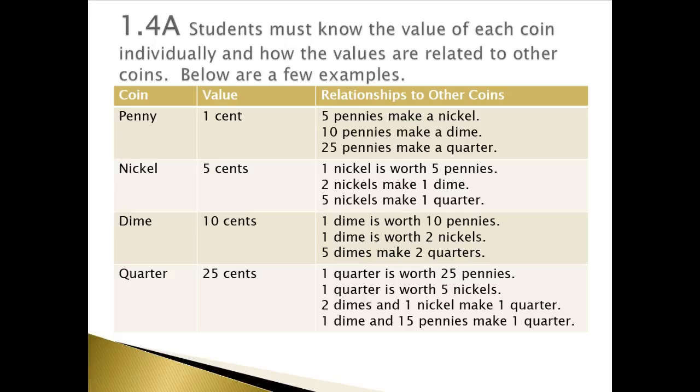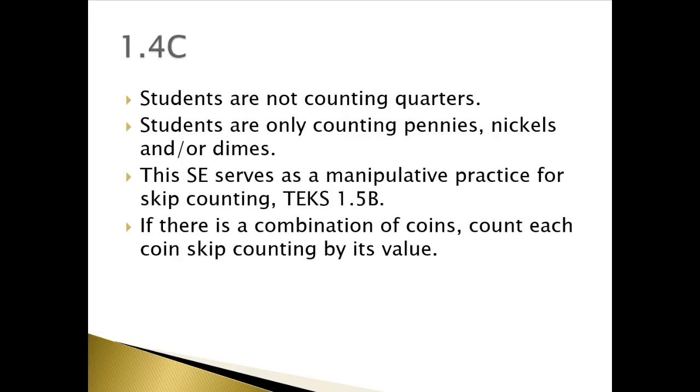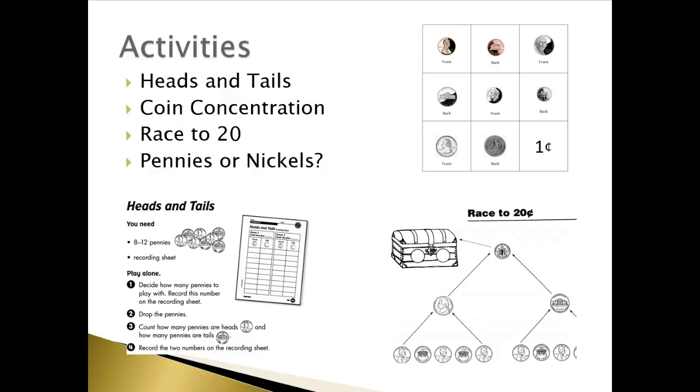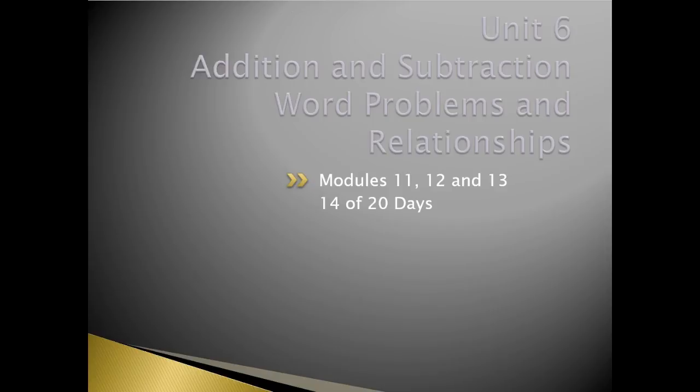So looking at 1.4a, you'll see the relationship for pennies, nickels, dimes, and quarters on the right. You'll see some ideas that you can use with the kids. And then 1.4c, again, the kids are not counting quarters. They're only counting pennies, nickels, and dimes. And this is a good SE to help practice 1.5b for skip counting. Some activities in Eduphoria are on this slide that you can check out to help with those SEs.